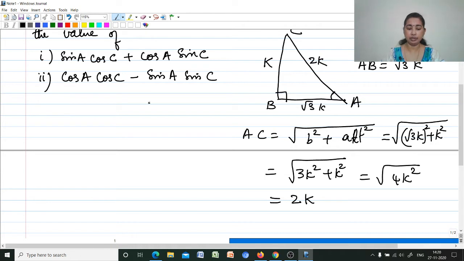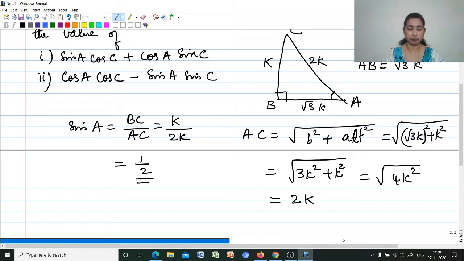Now we can find the values of sin A, cos C and all from this. Sin A means opposite by hypotenuse. So sin A is equal to opposite side BC by hypotenuse AC. BC is K by AC is 2K, and that is equal to 1 by 2. Sin A is equal to 1 by 2, and cos A is adjacent by hypotenuse, and we will get it as root 3 by 2.